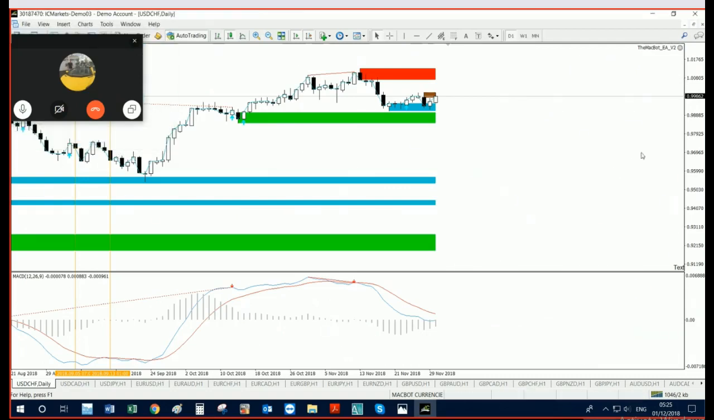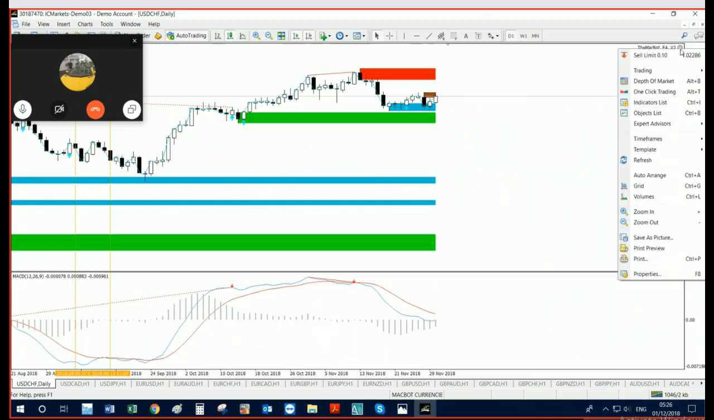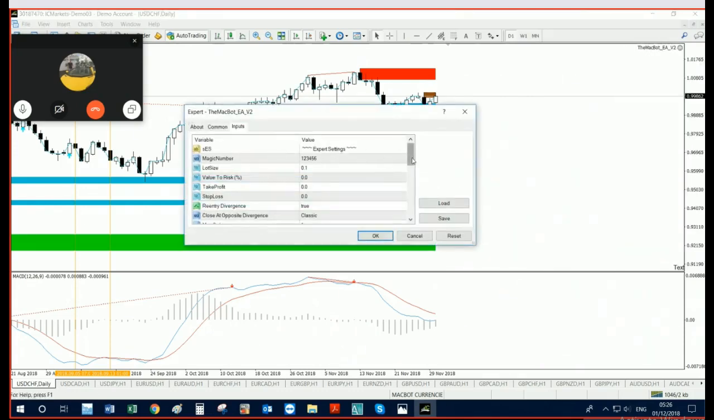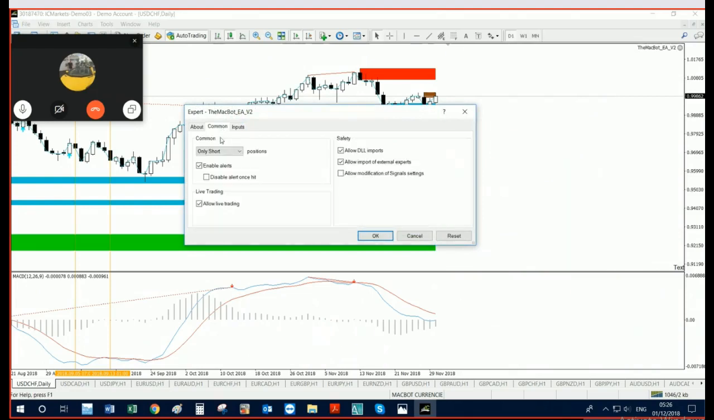That's it. You don't leave the MacBot running all the time. Once that trade's activated and it's closed, then you turn it off. So right click, go to Expert Advisors, go to Properties, and go to common. After this trade is finished, you'll go to allow live trading. Make sure that's off every time.